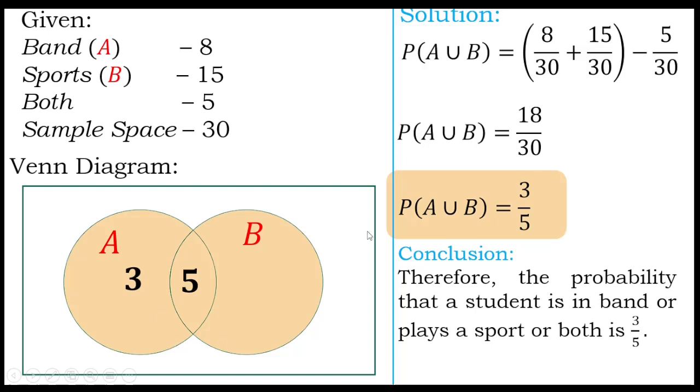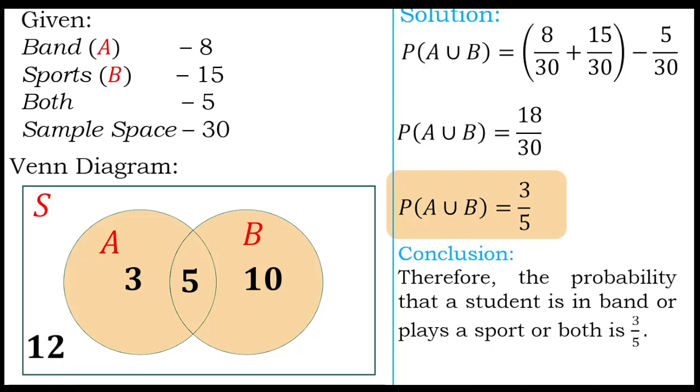Next. In terms of sports naman, may 15 na students na gusto ang sports. Kaso, yung 5 doon sa 15, gusto din ang nasa band. Okay? So, 15 minus 5, that is 10. Okay? Now, for the remaining students, because 3 plus 5 plus 10, that is only 18. So, may natitira pa tayong 30 minus 18, that is 12.